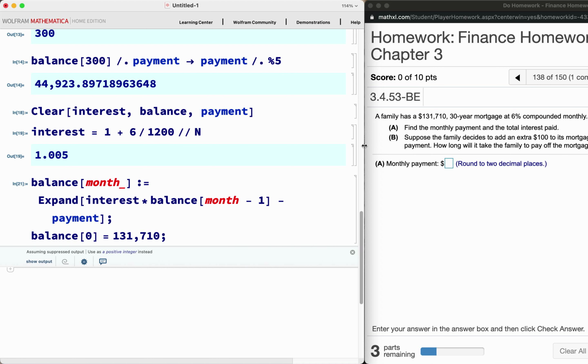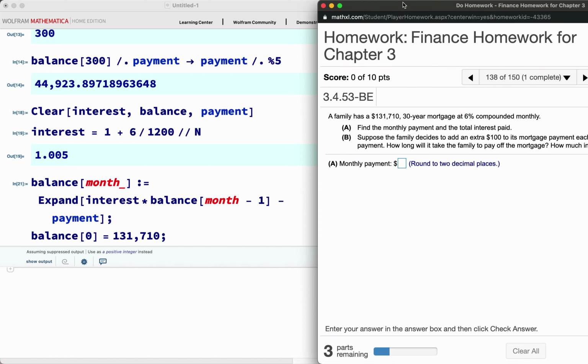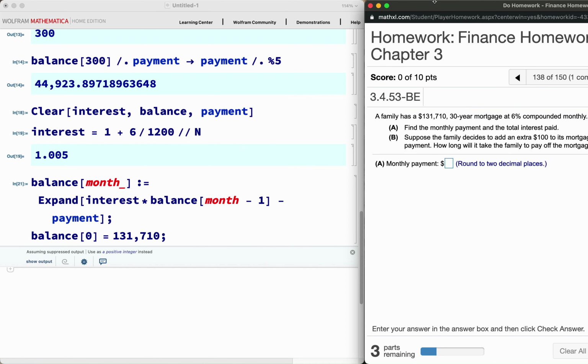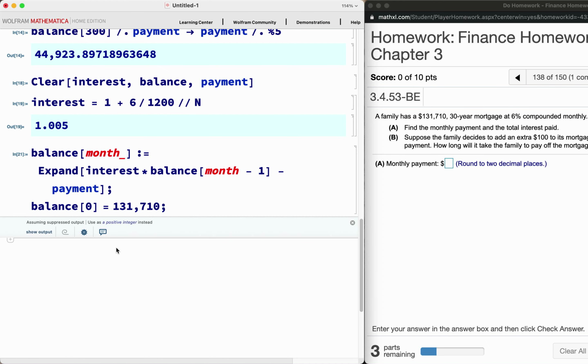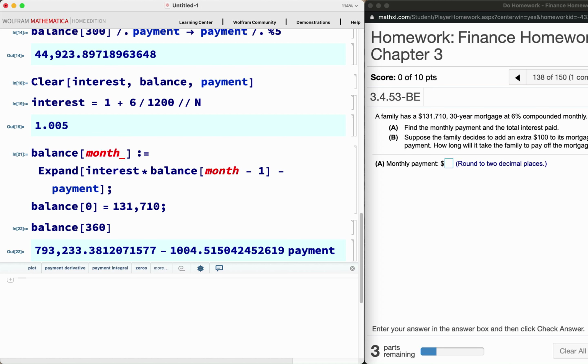Let's see. 360 months. Balance of 360 months, which is the same as 30 years. Okay, so now we have to figure out what is the payment. And remember, when you're done paying this off, you're going to owe $0, right? You're going to owe 0. So set this equal to 0. Balance of 360 is equal to 0.